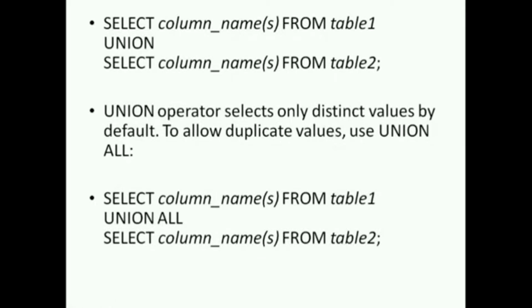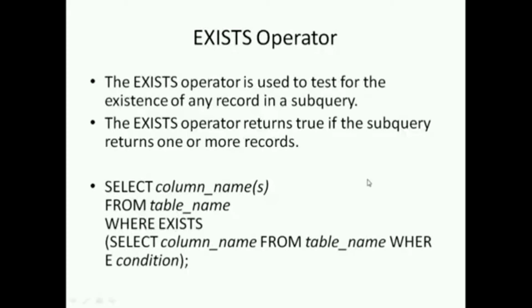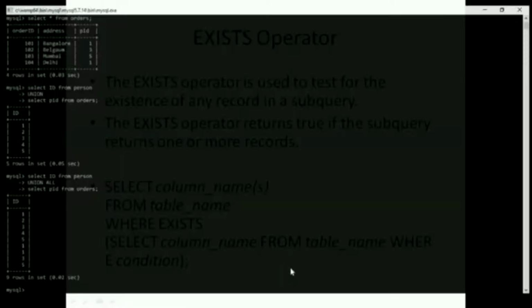Next is the exist operator, and the exist operator is used to test for the existence of any record in a subquery. The exist operator returns true if the subquery returns one or more records. So look here: select column names from table where exist this. It will return true only if this subquery returns one or more records. So this is how you have to use it. You have to use exist in the where condition. After that, you have to write your subquery. I'll show the example so that you will understand this in a better way.